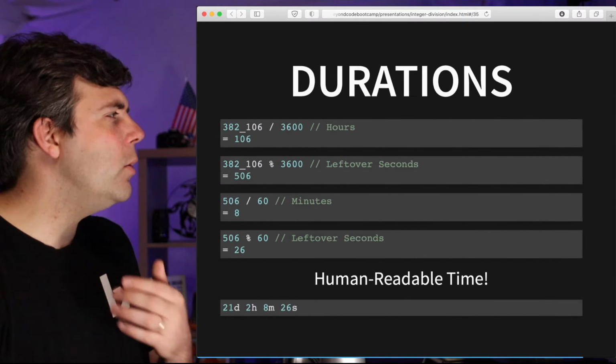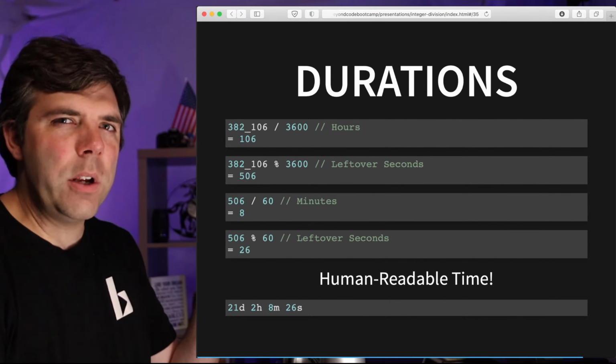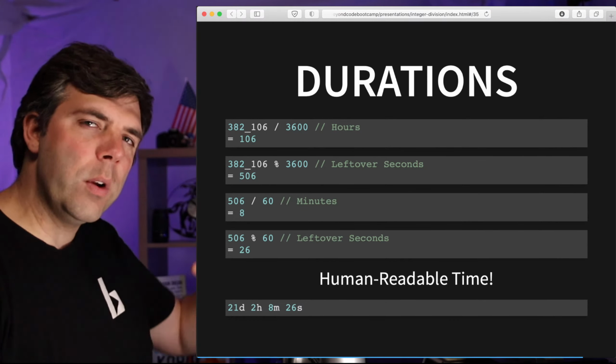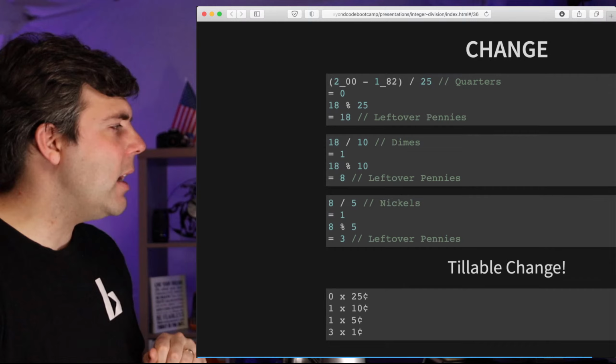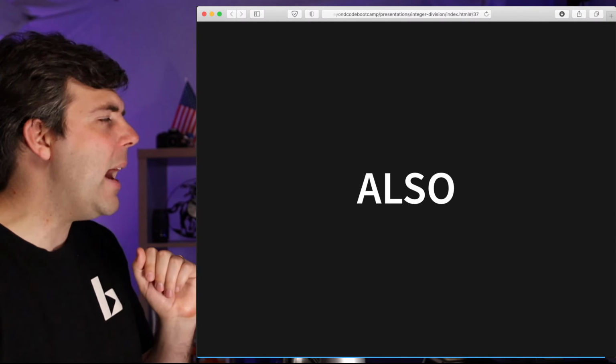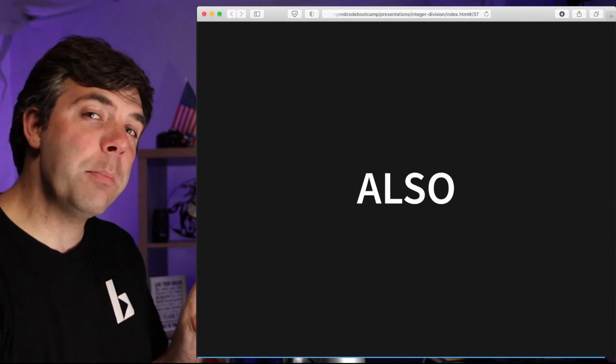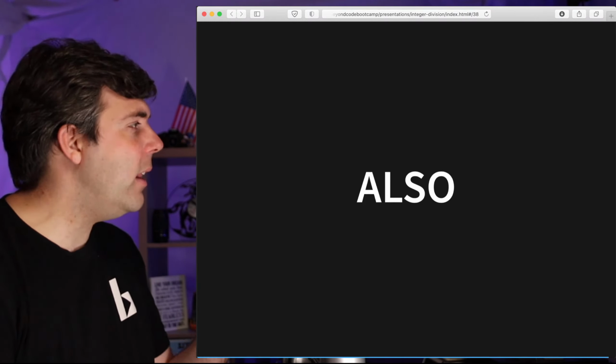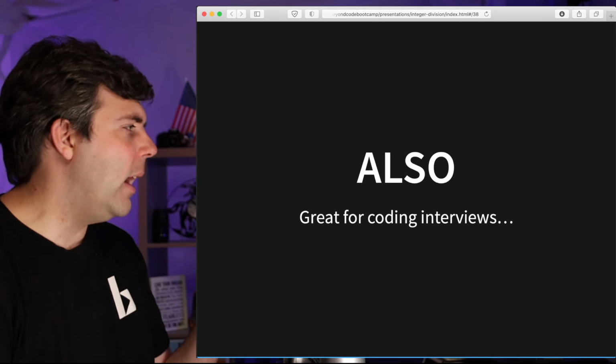So anytime you're doing something like this, where you're segmenting large groups into smaller groups and drilling down, like you have a time duration, like you have change given back, these are the types of problems that are solved well by integer division and modulus. And as I said before, this stuff is great for coding interviews.